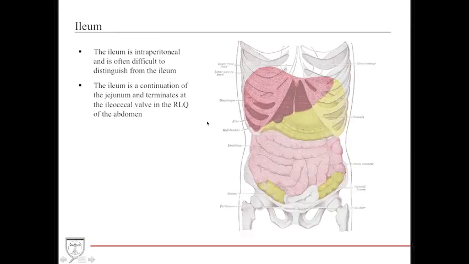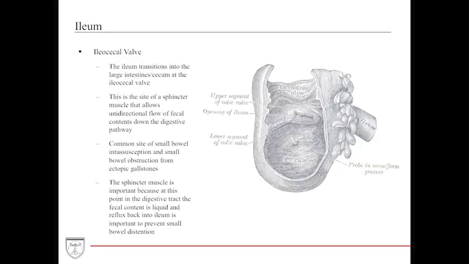Next is the ileum. The ileum is an intraperitoneal structure just like the jejunum, and it's also considered to be diffusely throughout the abdominal cavity. The ileum is continuous with the jejunum and then terminates at the ileocecal valve in the right lower quadrant. Probably the most important aspect of the ileum is that it contains two things: the ileocecal valve and the Peyer's patch. So first we'll discuss the ileocecal valve.